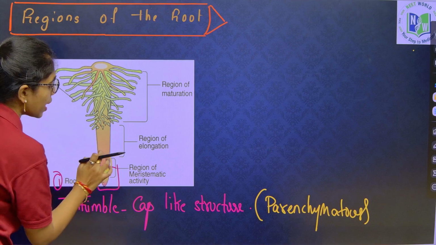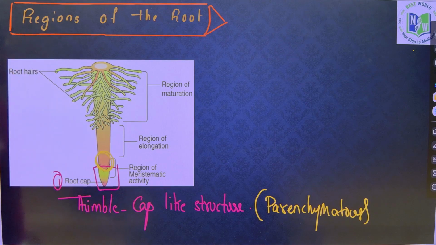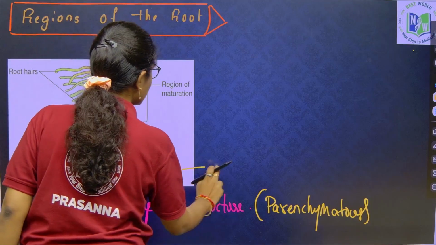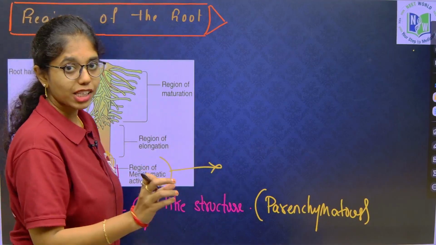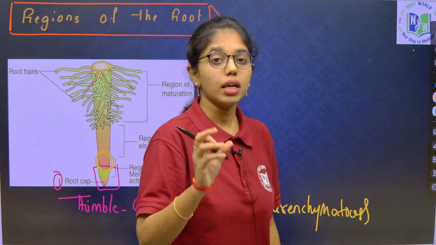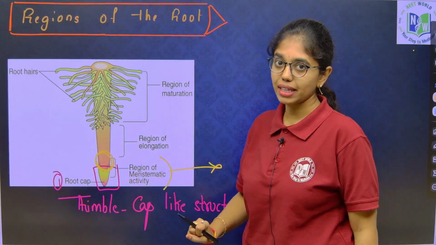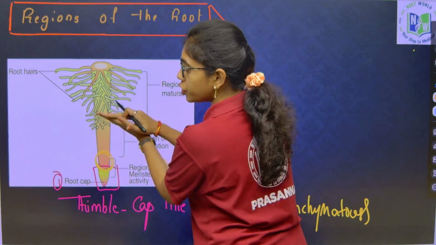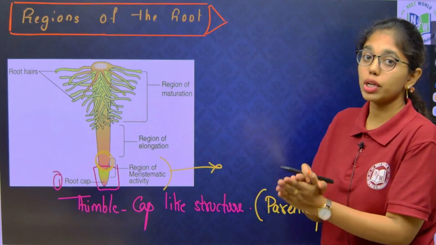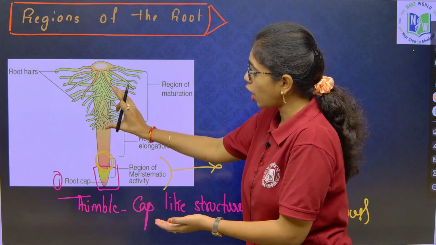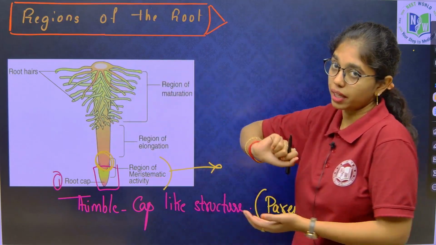The cells which are in close proximity to this root cap are the meristematic cells. Meristematic cells are small, protoplasmic, they have thin cell wall that is made up of cellulose. So, this is the region of the meristematic activity. Proximal to the region of meristematic activity, we have region of elongation, where cells will increase in its length, they will elongate and the root length will be increased.